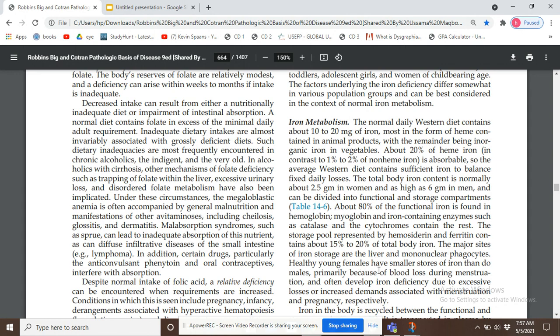Healthy young females have smaller stores of iron than do males, primarily because of the blood loss during menstruation, and often develop iron deficiency due to excessive losses or increased demands associated with menstruation and pregnancy, respectively.